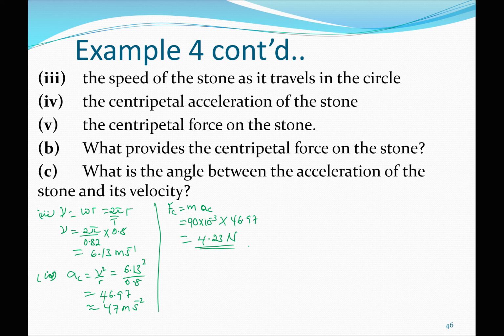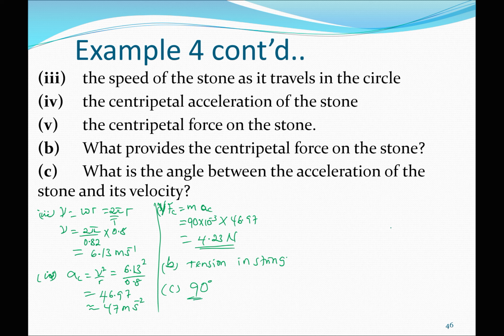So that was part 5. Part B is what provides the centripetal force on the stone. Remember, it was attached to the string, so it is the tension in the string. Then part C, what is the angle between the acceleration of the stone and its velocity? Of course, this is without calculation. It is always 90 degrees.